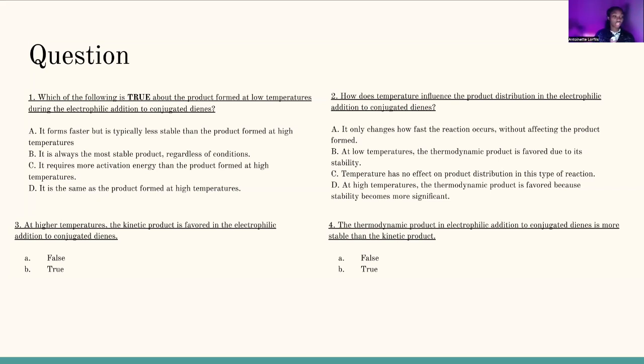So for number three, higher temperatures favor the kinetic product in electrophilic addition to conjugated dienes. I'm going to say false because the kinetic product will typically form at a lower temperature. And for number four, the aromatic product in electrophilic additions to conjugated dienes is more stable than the kinetic product. This is true. We understand that aromatic is going to be a lot sturdier than kinetic, such as the sandcastle we talked about earlier. And so these are the answers.